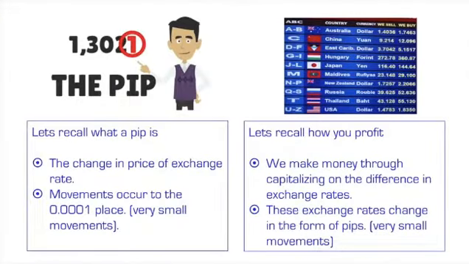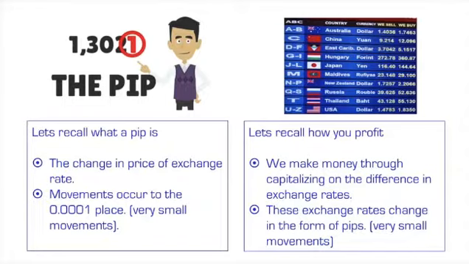Now let's recall what a pip is before we get to talking about leverage. Remember, a pip is the change in price in an exchange rate. Remember that movements occur to the fourth decimal place out. So these are very small movements. I'm going to talk about this more shortly.